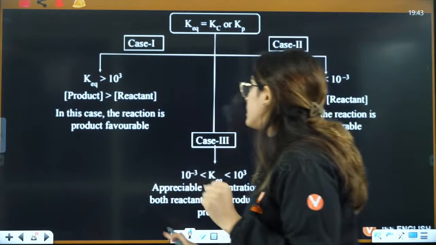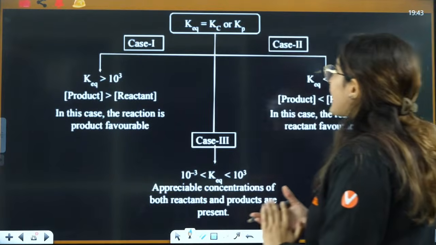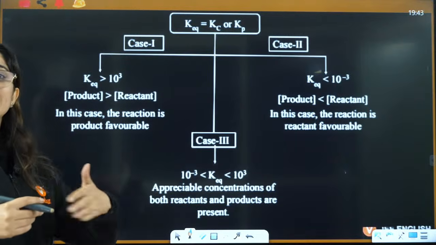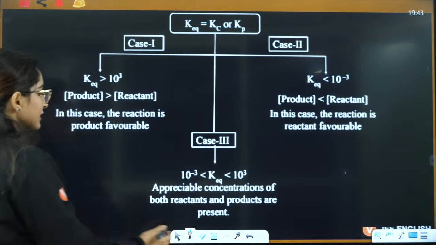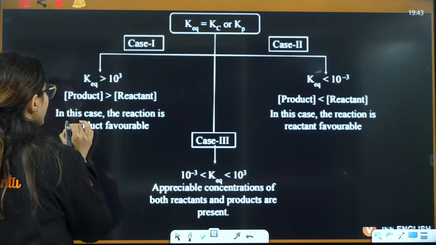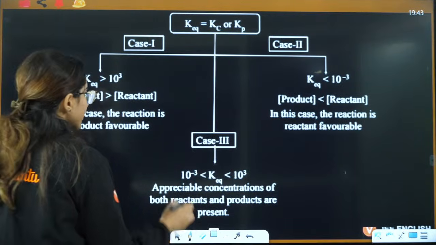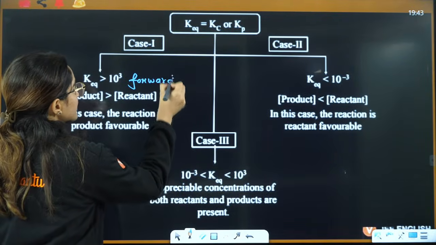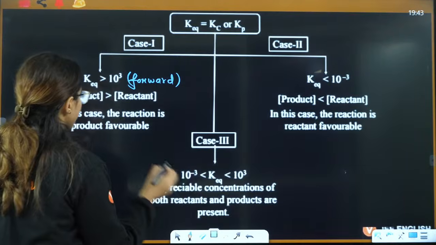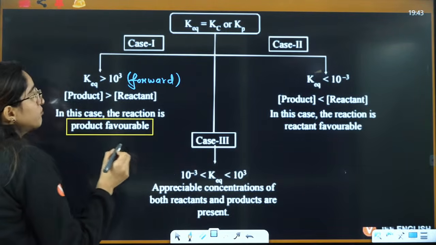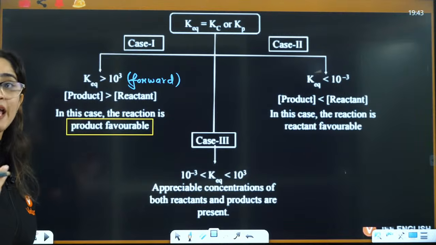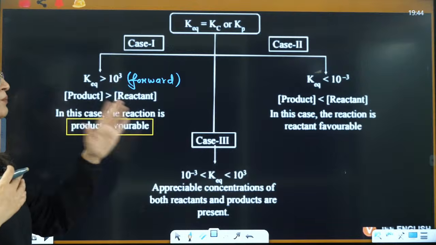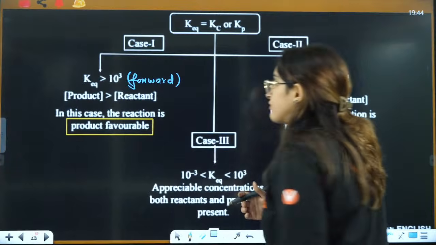Let's see how. If you have this reaction and I tell you that your equilibrium constant is greater than 10 raised to power 3, then you will say that it will move in the forward direction. This will be product favorable, and more concentration will be there for the product. It is a very good reaction that is favoring the product, right? So product concentration will be more.